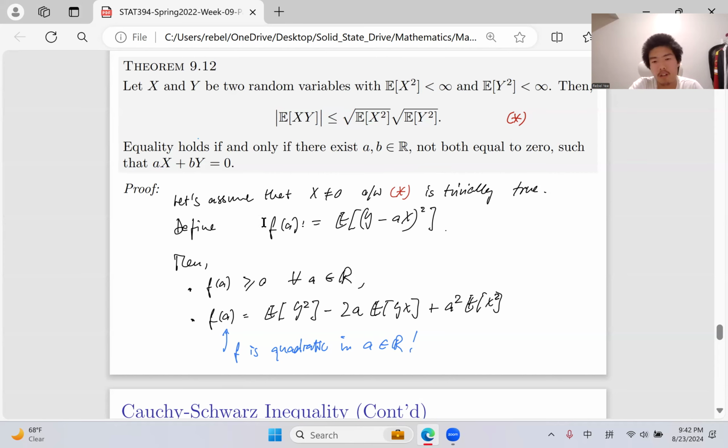And we can define a function here. We can define the function f(a) equal to the expected value of (y minus ax) squared. Because x and y are random variables, their realizations here must be real numbers, and a is a real number as well. So the square of a real number is always non-negative, so f(a) is a non-negative number.